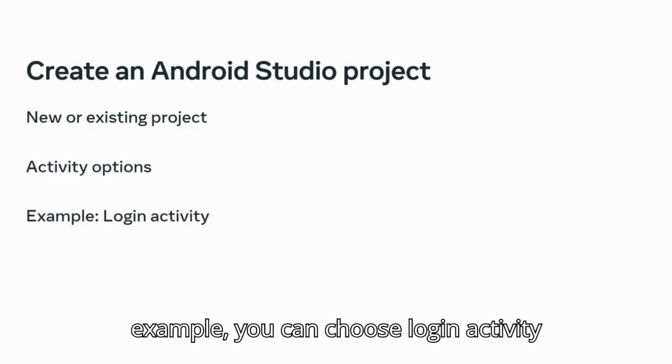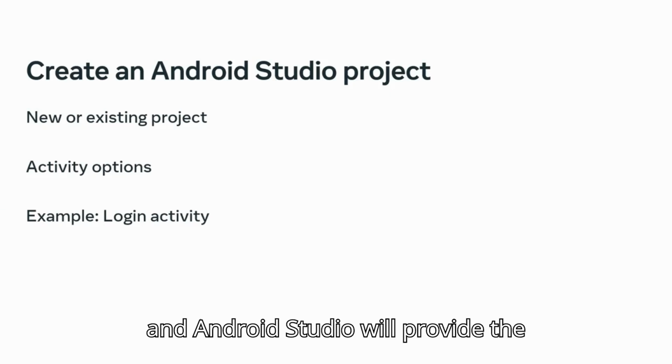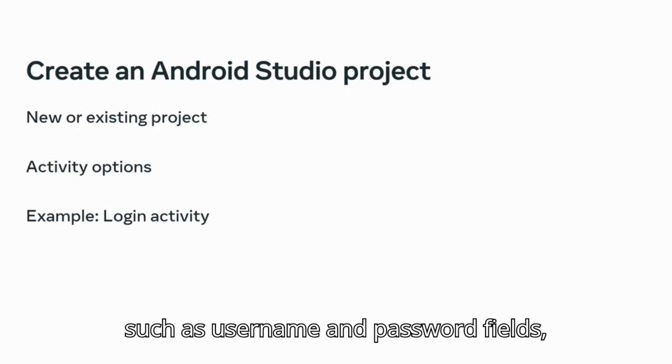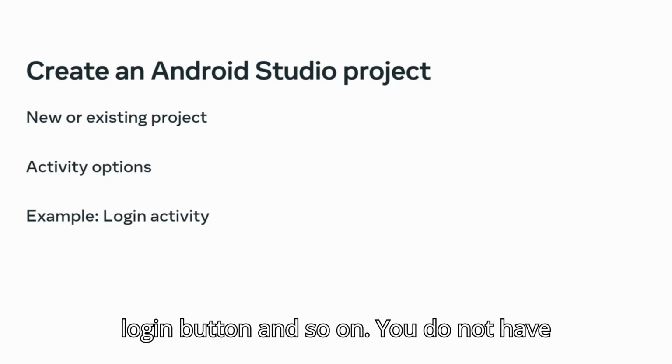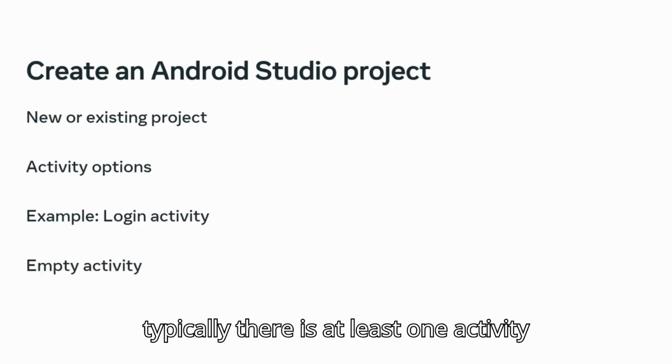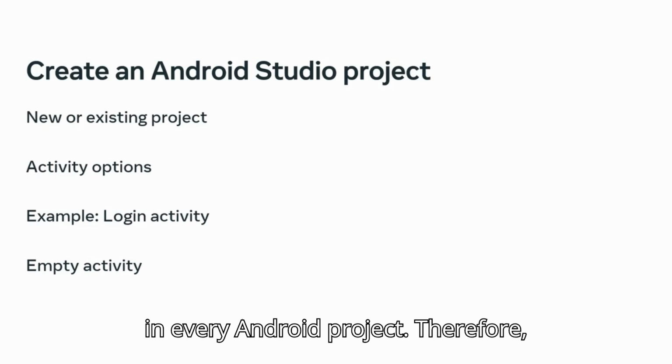For example, you can choose Login activity, and Android Studio will provide the source code for basic login functionality, such as username and password fields, login button, and so on. You do not have to select any activity options. However, typically, there is at least one activity in every Android project.